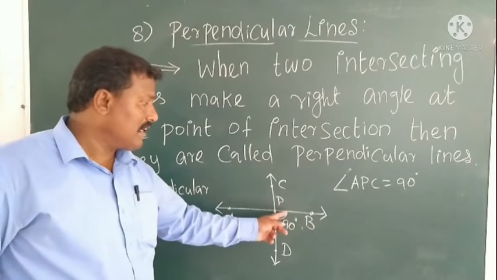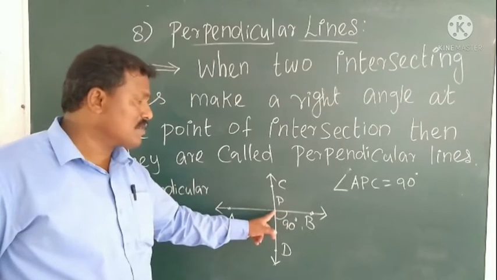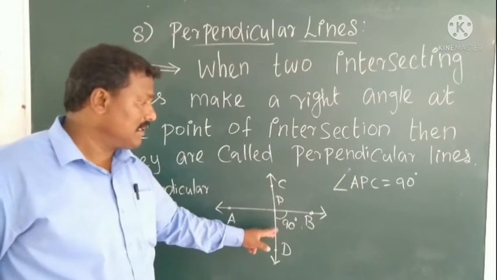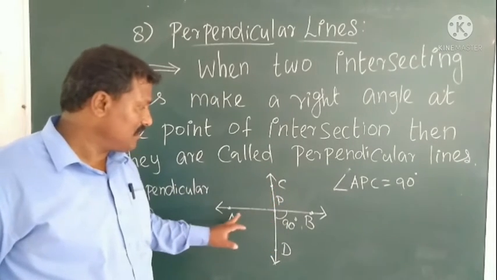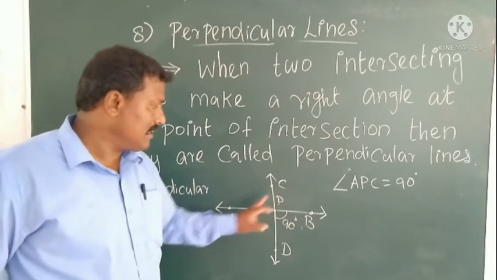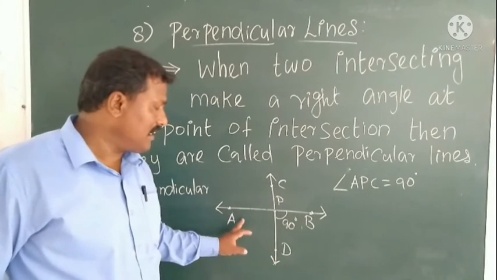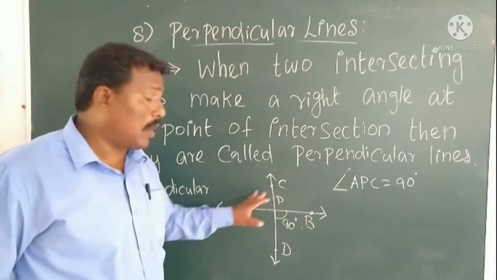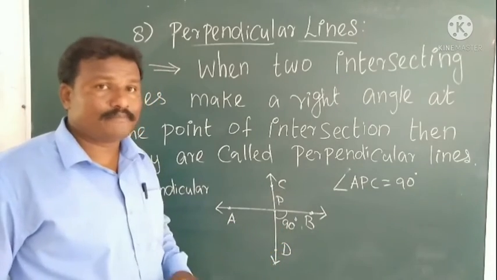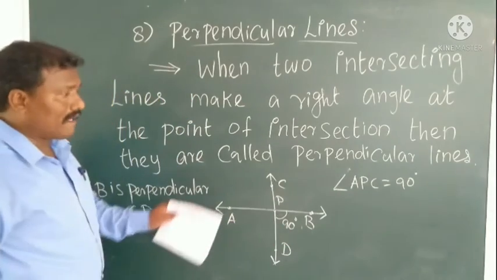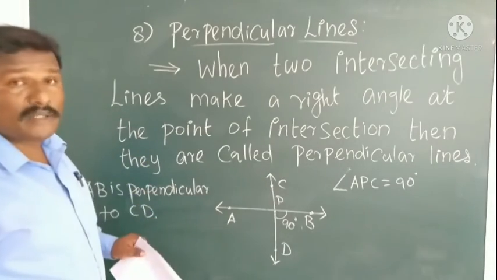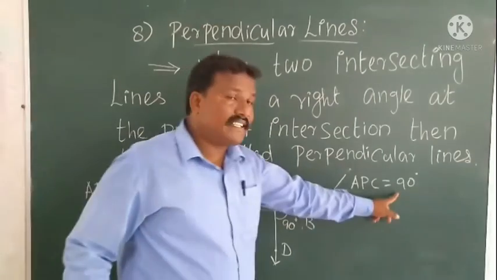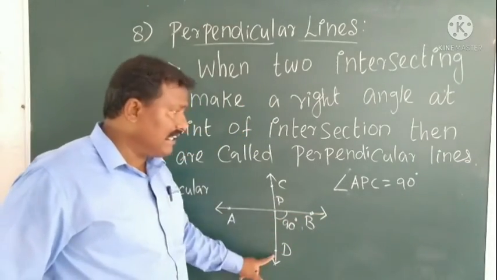At point P, if you look at every side, they are making an angle. The angles APC, APD, DPB, and then BPC, all the angles are 90 degrees. So this kind of lines we call perpendicular lines. So APC is 90 degrees, then APD is 90 degrees.